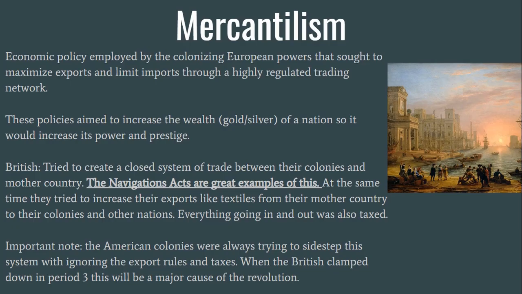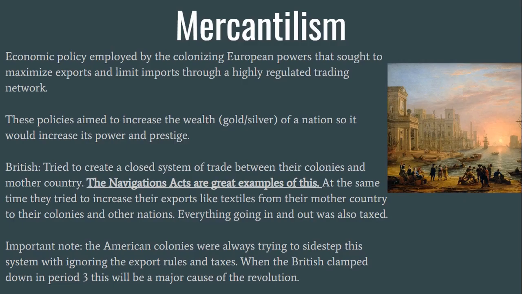Finally is the economic policy of mercantilism, which was employed by the colonizing European powers that sought to maximize exports and limit imports through a highly regulated trading network. These policies aimed to increase their wealth, usually meaning gold and silver of a nation, so it would increase its power and prestige. Looking specifically at the British, they tried to create a closed system of trade between their colonies and mother country. The Navigation Acts are a great example of this.